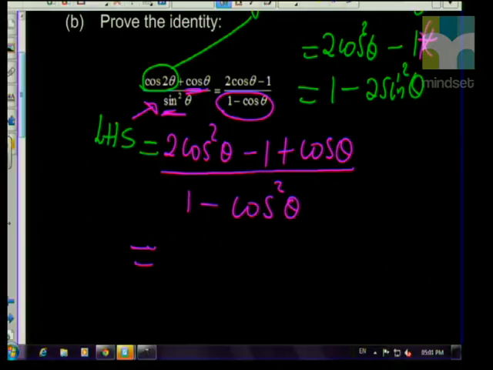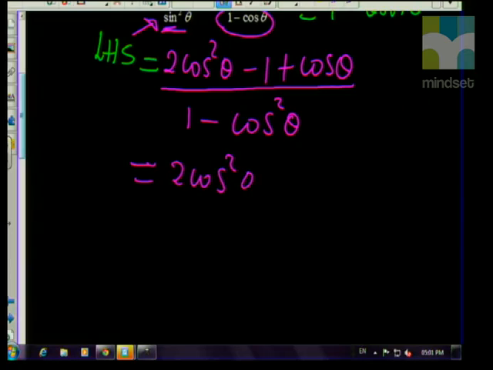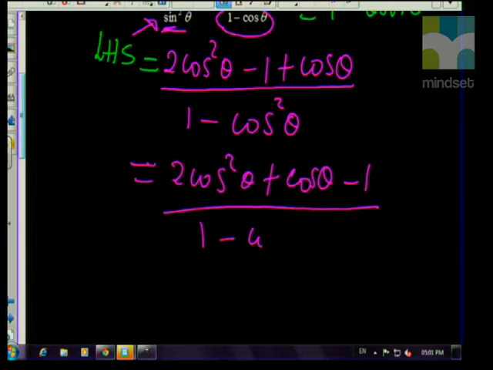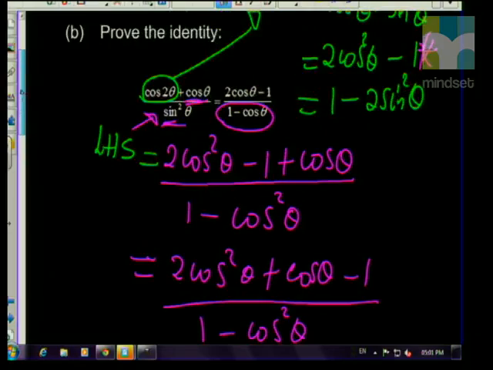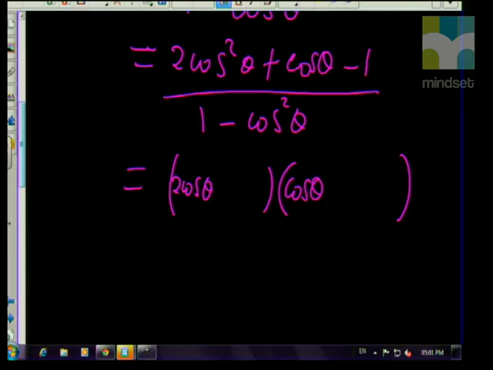All right. Now, let's look at the top part. You've got 2 cos squared theta minus 1 plus cos theta. We can rearrange that and make it a trinomial. So this is 2 cos squared theta plus cos theta minus 1, all divided by 1 minus cos squared theta. We'll come to that one later. Now, I am able to factorize this. This is 2 cos theta and then a cos theta. I've got a 1 and a 1. So this is a plus and a minus, all divided by.